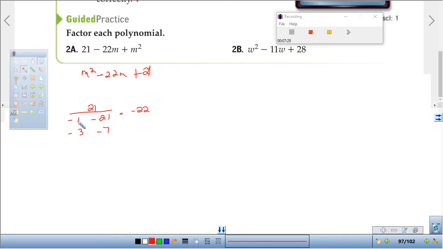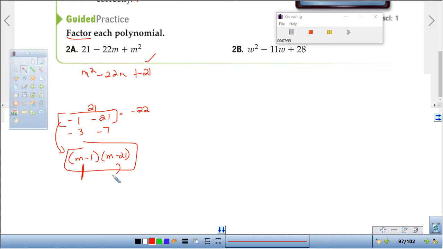Well, what do you mean, sir? When I multiply a negative times a negative, it gives me a positive, right? When I add two negatives, it gives me a negative, and that's what it is. So I'm going to use this one right here. Oh, it's an m, my bad. M minus 1 and m minus 21. Cool, that's my final answer. They're trying to factor. These are my two factors. Factor 1, factor 2. When you multiply them out, they give you this.